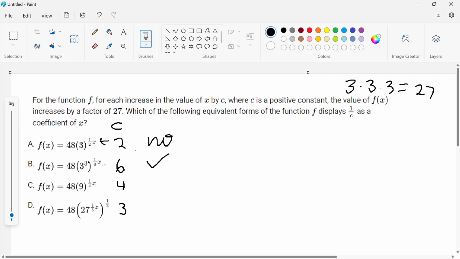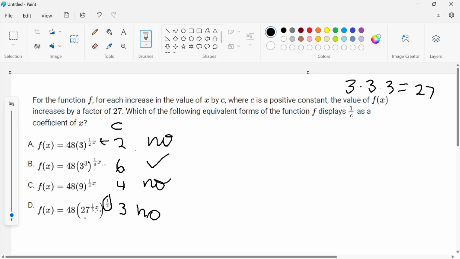This one, 9, is not 27. Every time x goes up by 4, it's going up by another power of 9. So it's only going up by a factor of 9, no. And this one, when x is 3, this is 27 to the first. When x is 6, it's 27 to the second. But the whole thing is raised to the 1/2 power. So it's going up every time by square root of 27, or 27 to the 1/2 power. So this one is no. So the answer is B.